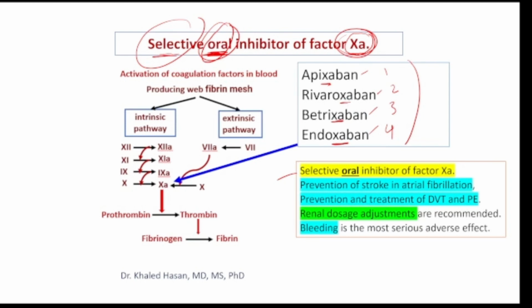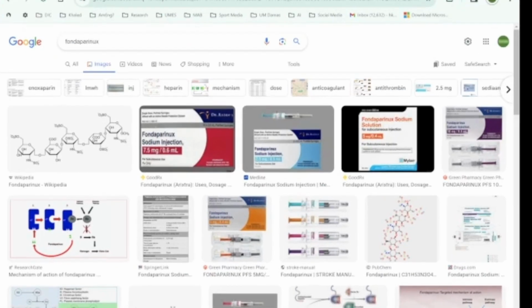So we can bring a case study, and at the end maybe ask which of the following medications is prescribed to your patient upon discharge from the hospital. These medications prevent stroke in atrial fibrillation, and prevent and treat DVT, deep vein thrombosis, and pulmonary embolism. Doses should be adjusted in patients with renal failure. Bleeding is still the major concern or side effect of this medication, because it prevents coagulation. I will bring some pictures for this group of medication.